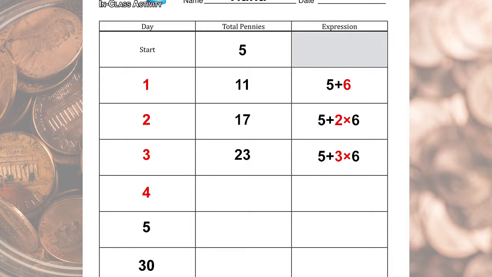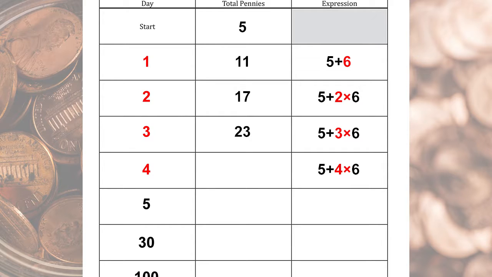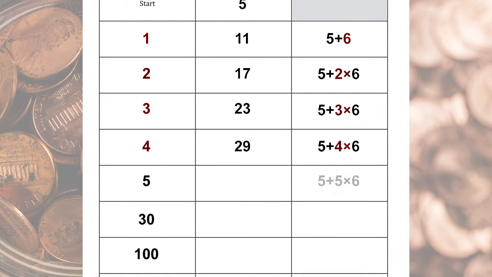Notice the day number is the number of 6s being added to the jar, or the number being multiplied by 6. The day number and the amount being multiplied by 6 are the same. Day 4 will have an expression of 5 plus 4 times 6, with a total of 29 pennies. Day 5 will have an expression of 5 plus 5 times 6, with a total of 35 pennies.